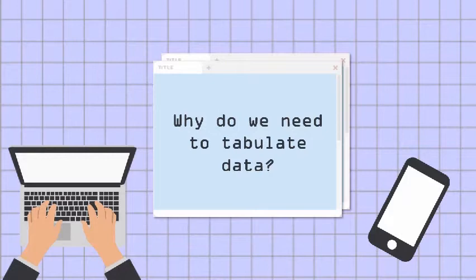Alam mo, tamang-tama yung topic natin today. Because the goal of tabulating data is that we can interpret data easier, which can facilitate calculating probabilities. So, hindi lang yung assume ka ng assume.